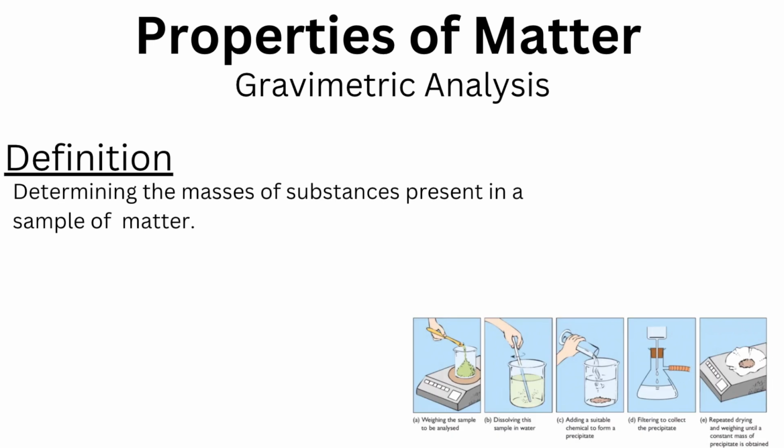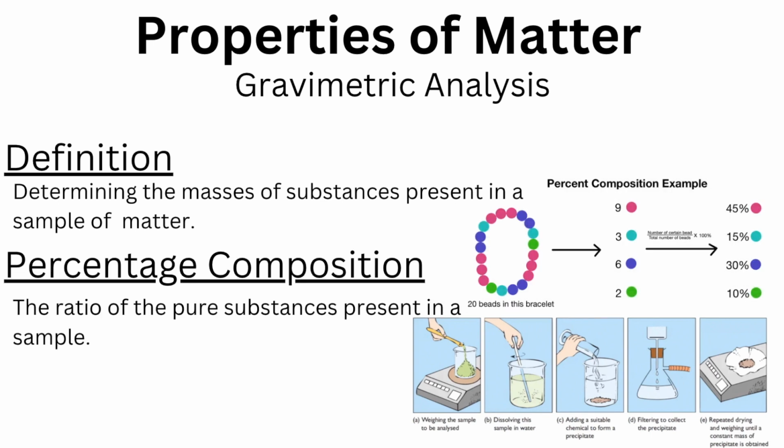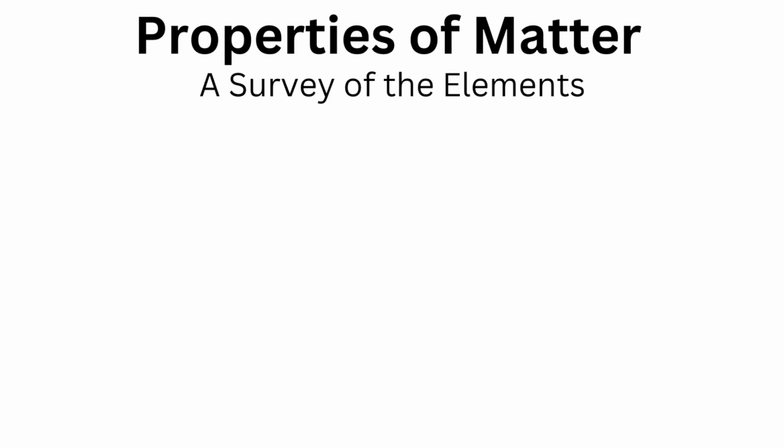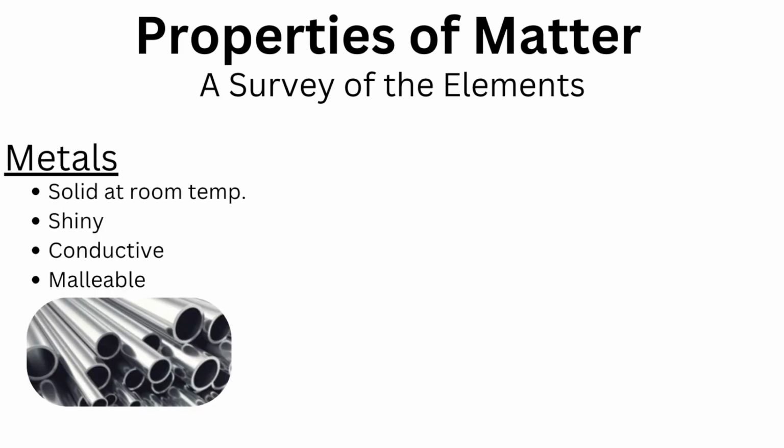Gravimetric analysis. This is determining the masses of substances present in a sample of whatever matter you have. Percentage composition is the ratio of pure substances present in a sample, pure substances being either elements or compounds. A survey of the elements. Most elements occur as compounds naturally because over time, elements will eventually have to react to become more stable.